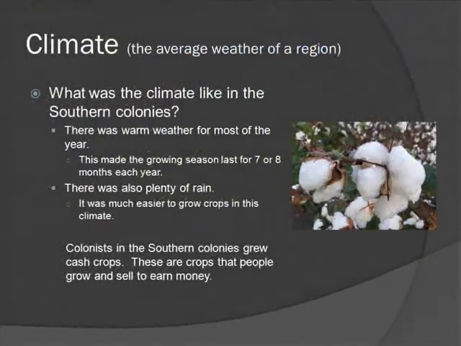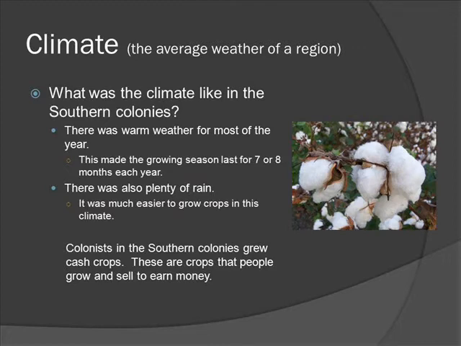Let's talk about the climate for the southern colonies. There was lots of warm weather for most of the year. This made the growing season there last for between 7 and 8 months each year. So that was fantastic. They also got plenty of rain. So, you add sun and you add lots of rain and you can grow lots of things. That made it so that the colonists in the southern colonies were selling cash crops.